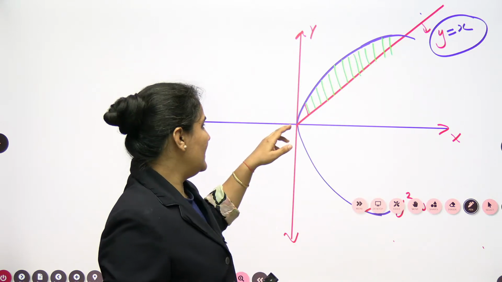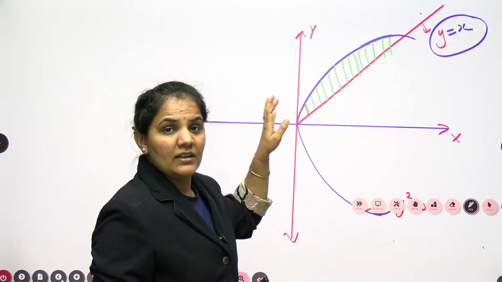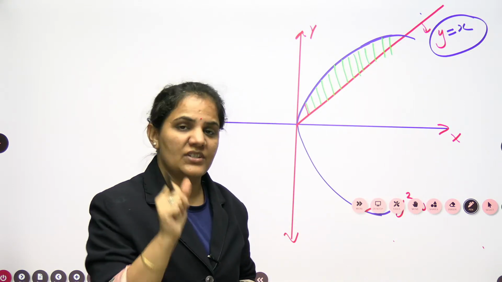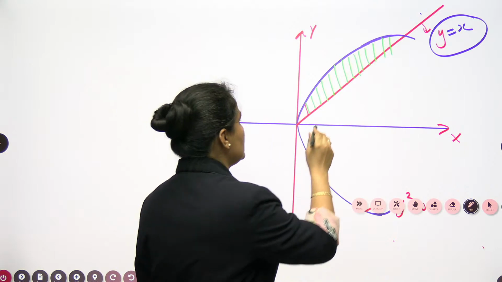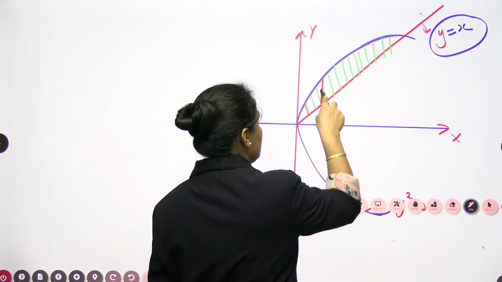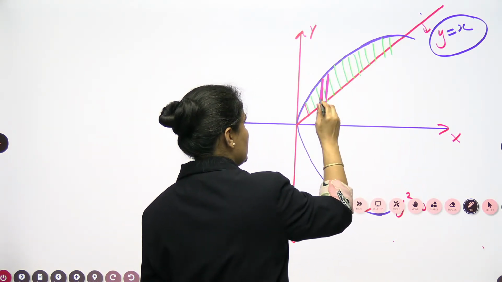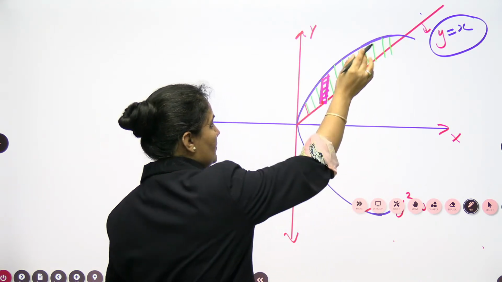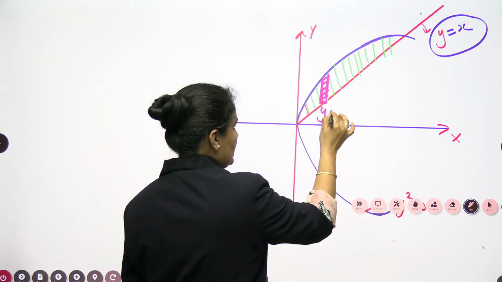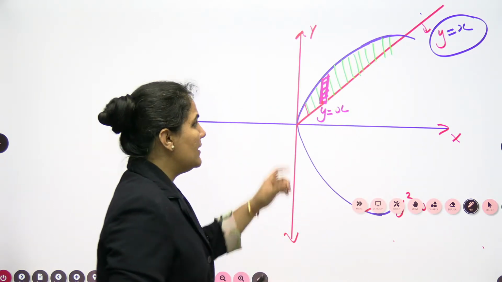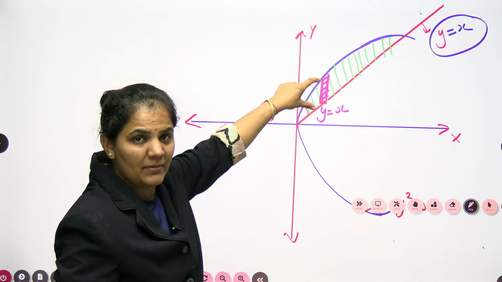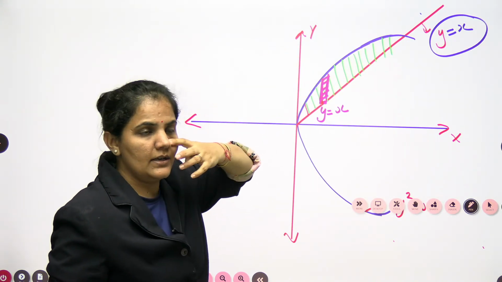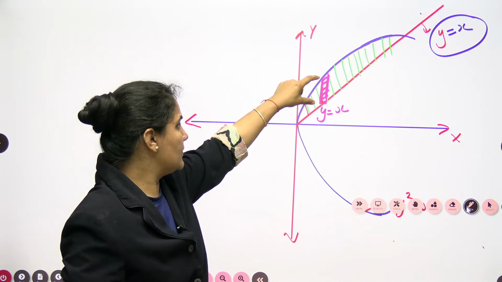So I can divide my shaded area into small strips, and I can take any one of the strips. I am taking this strip right now. You can see this strip, for which the starting point is y is equal to x. If I divide the shaded area into small strips, I can take any strip of unit area.